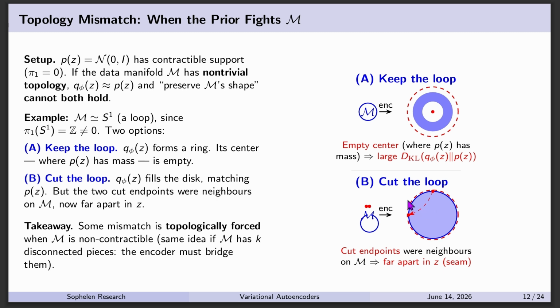You could instead try to cut it and map it to some kind of diameter on here. But when you cut it, all the points near the cut are very close together, but in the image, they are very far apart, and that doesn't satisfy one condition for the encoder and decoder. So we have to be very careful about the data that we try to use these techniques on.